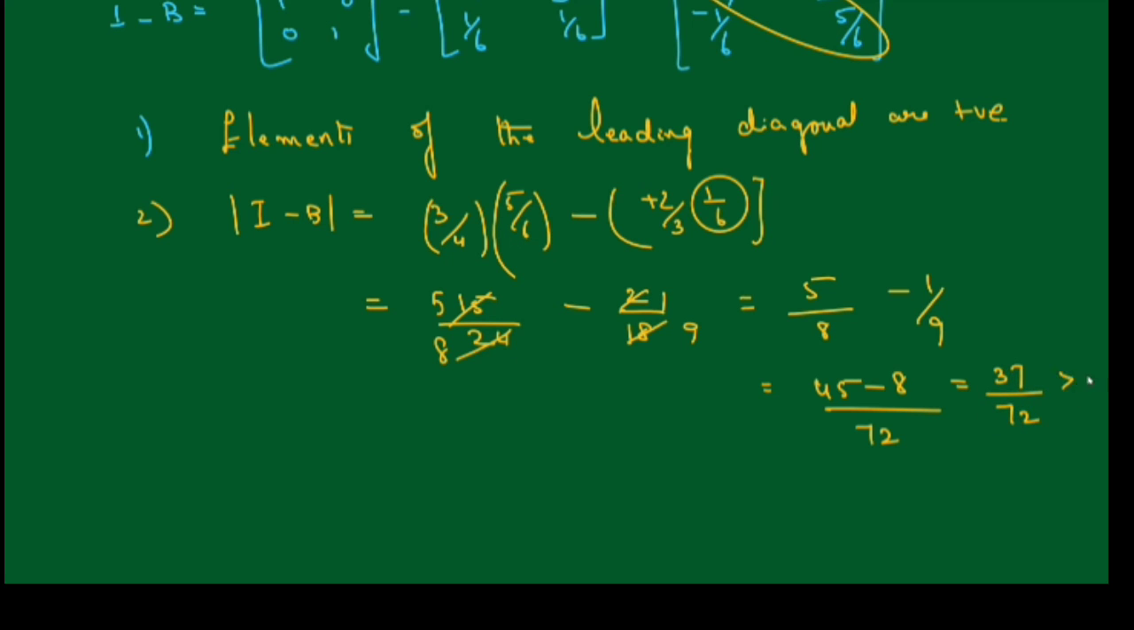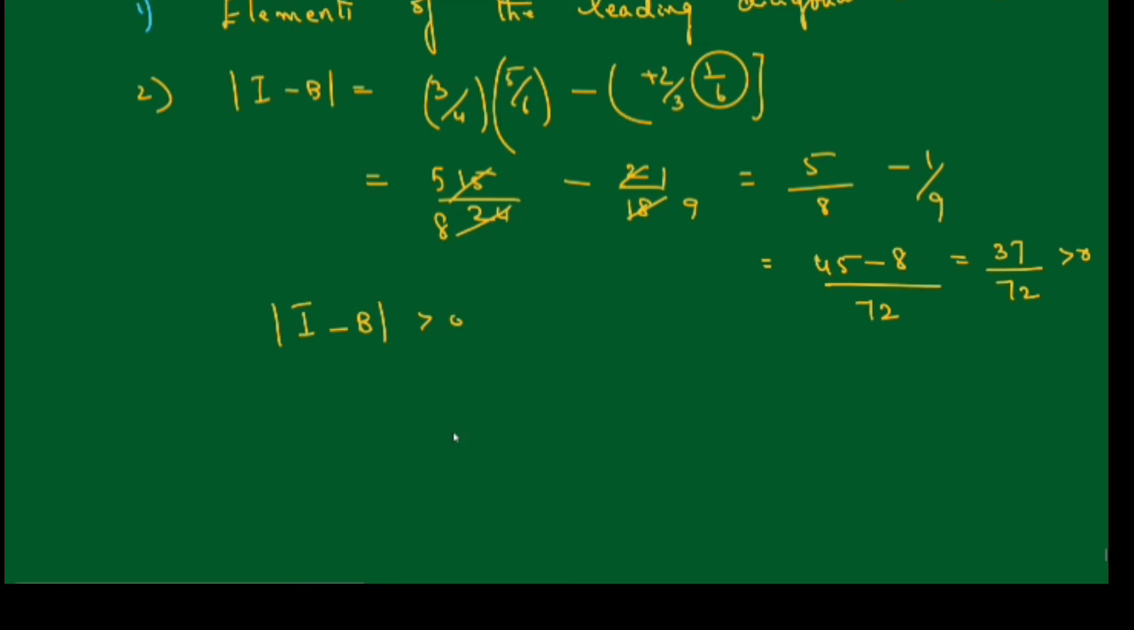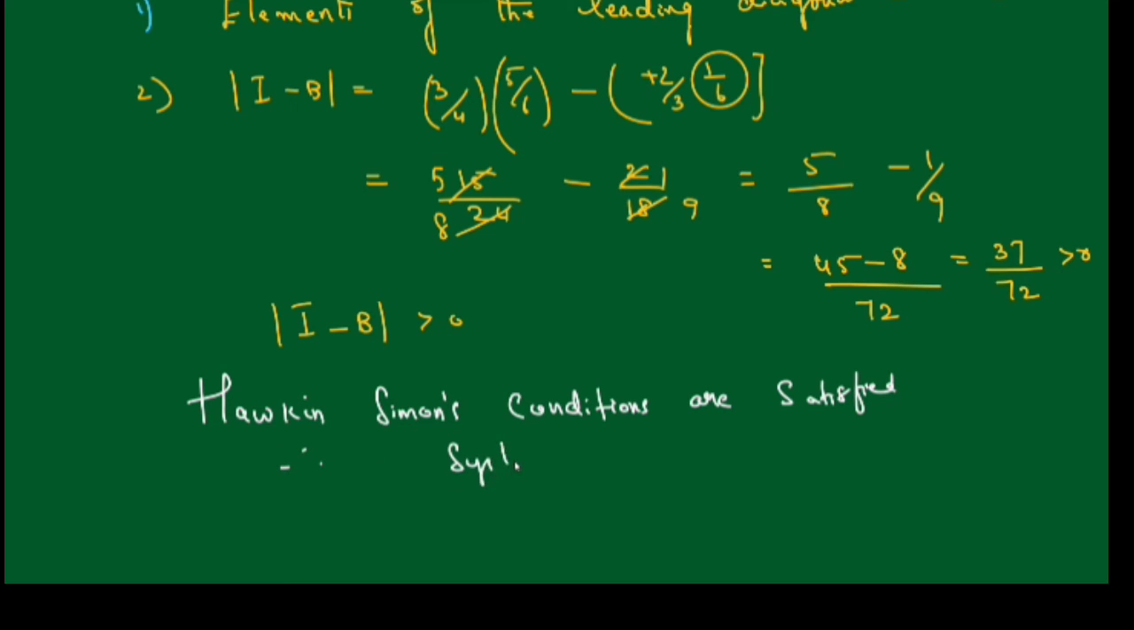It is greater than 0, it is positive. So the determinant of I minus B is greater than 0. So what should you write? The Hawkins-Simon conditions are satisfied. Therefore, the system is viable.